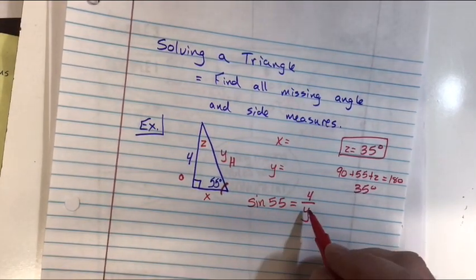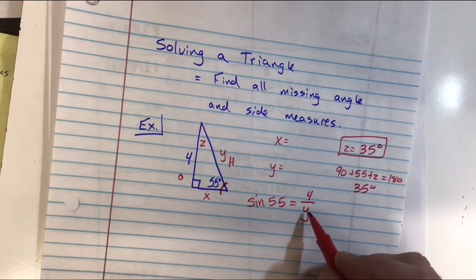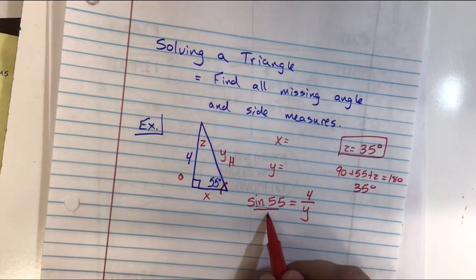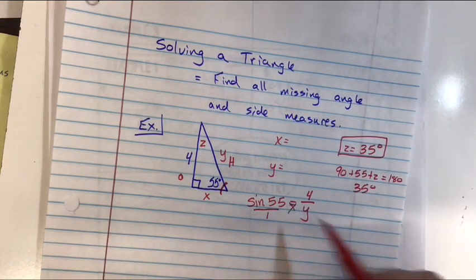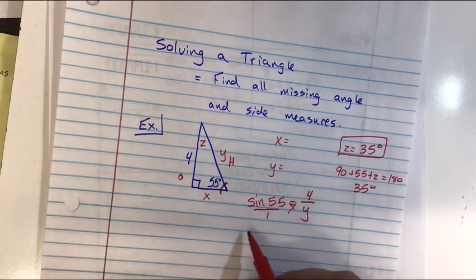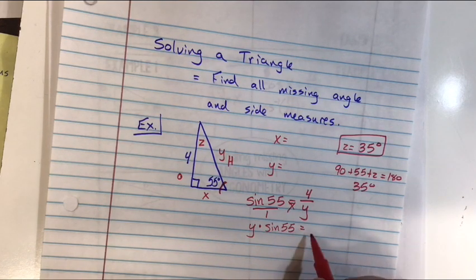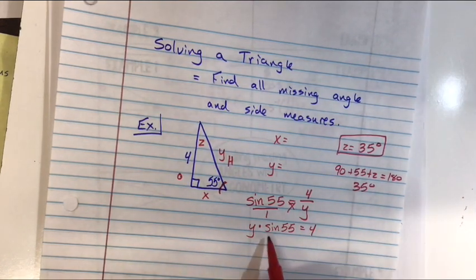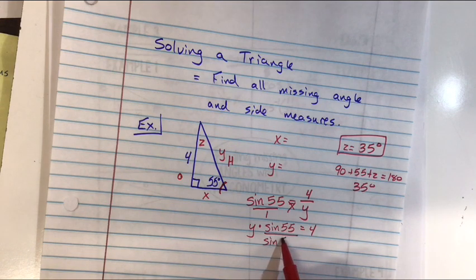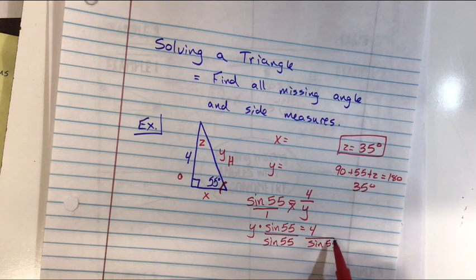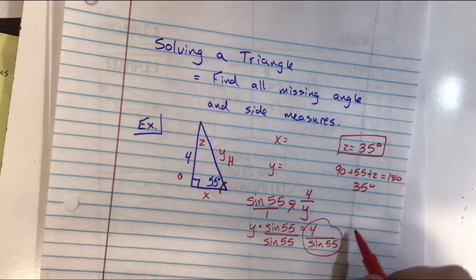But I have to solve this as an equation like we did in the last lesson. When the variable's on the bottom, remember I told you to turn this into a proportion so we can cross multiply. Y times sine of 55 we write out on the left, and then 1 times 4 is just 4 on the right. Now we divide by the sine of 55. And that's what we will enter in the calculator to find the value of y.